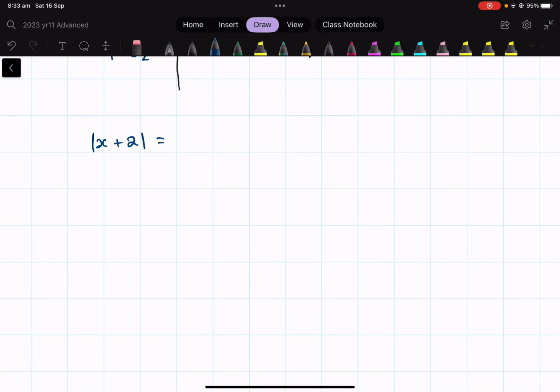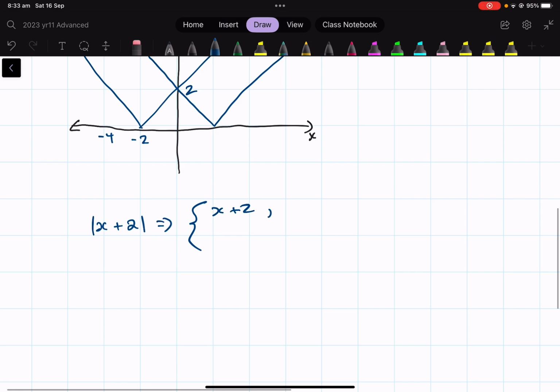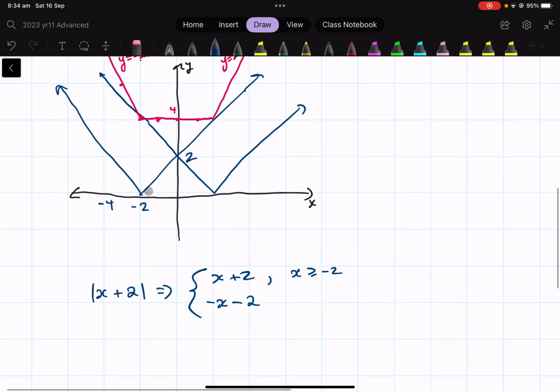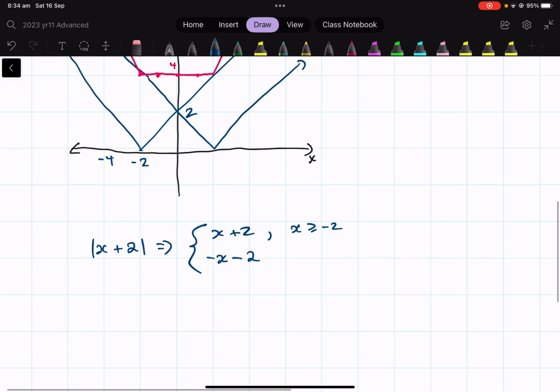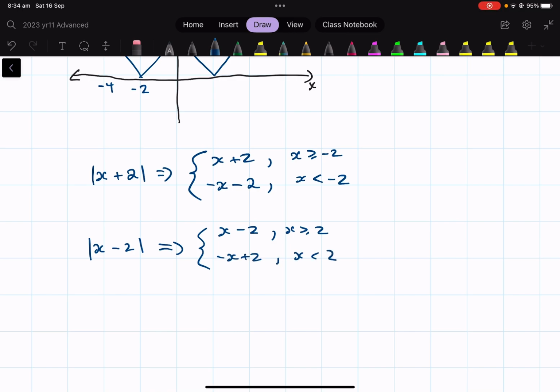It splits up into x plus 2, which we know for this section is for x greater than or equal to -2. And then it's also, of course, the negative of x plus 2, so minus x minus 2, for this section where x is less than -2. And then the other part of the graph was, of course, x minus 2 for this section, and minus x plus 2 for the other component. And by looking at these differences in the domain, there are 3 different sections for this.